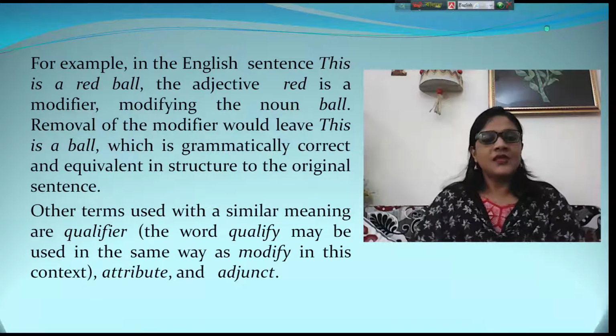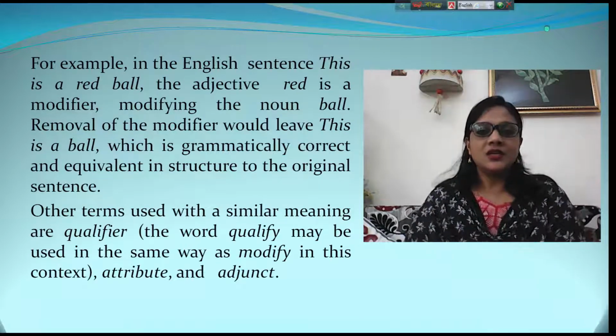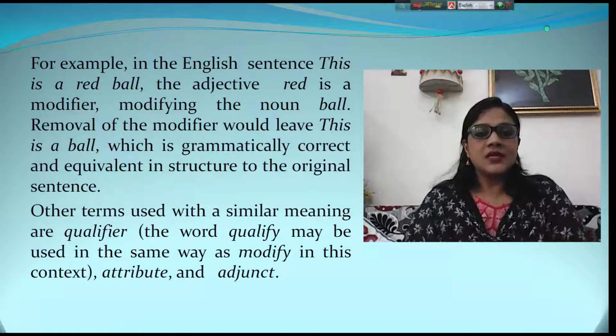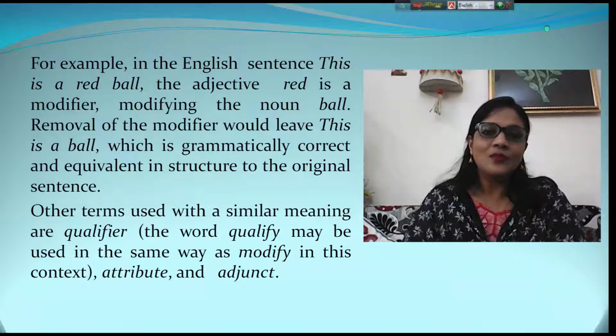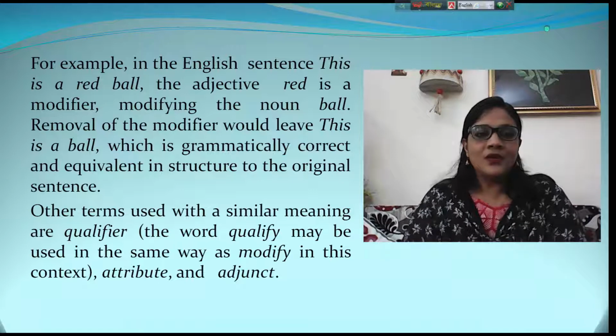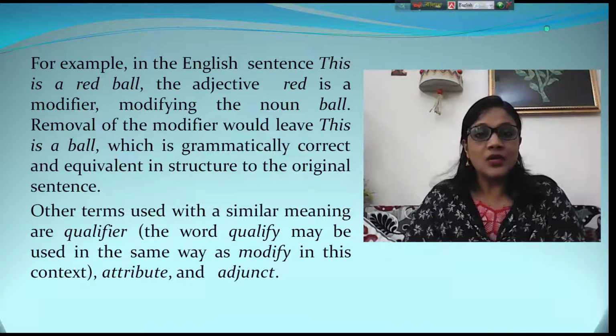Then, for example, in the English sentence, this is a red ball. The adjective red is a modifier, modifying the noun ball. Removal of the modifier would leave this is a ball.